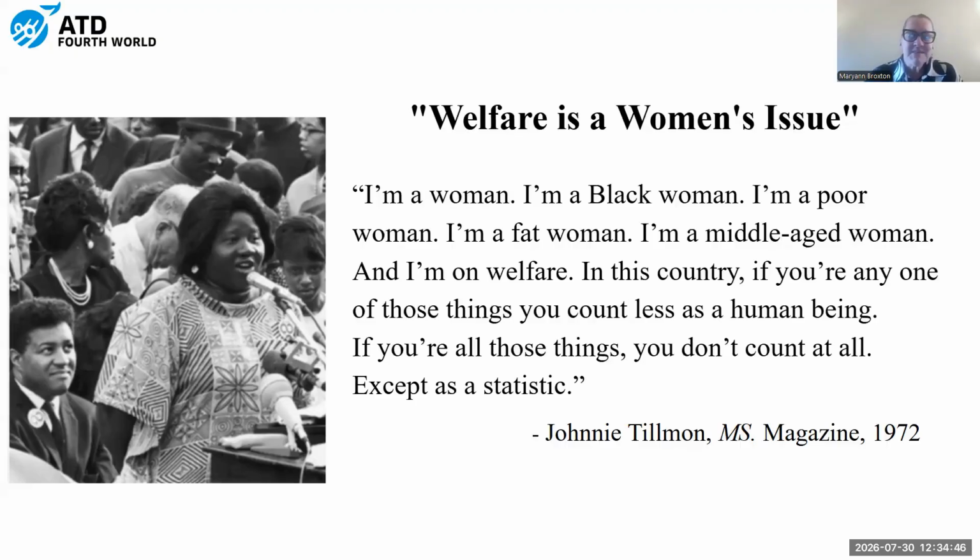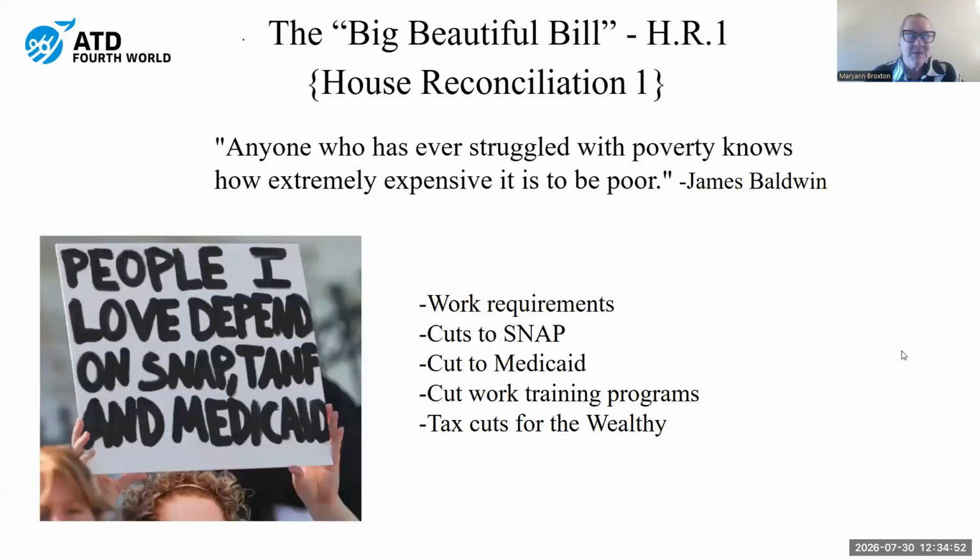So this brings us to HR 1. Some people may know it as the Big Beautiful Bill. If we can go to the next slide, please. HR 1 is the Budget Reconciliation Law, or the Big Beautiful Bill, that cuts 3.5 trillion, with a T, 3.5 trillion from the federal budget over the next 10 years.